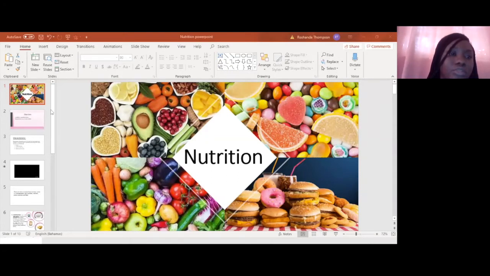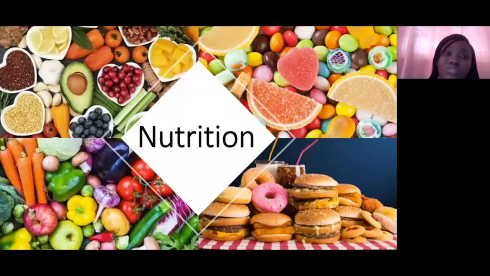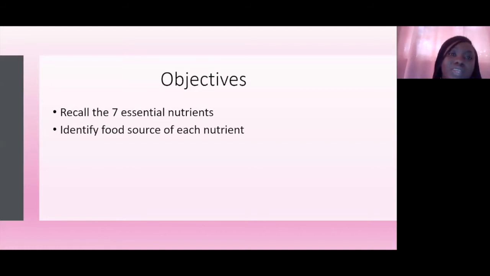Okay, so let's move on to our objectives for the day. We only have two objectives today, so we should get through them with no problem. First objective, and we're going to write this down as always, is to recall the seven essential nutrients. So by the end of the lesson, you should know all seven. You should know the sources, you should know what they do. Secondly, identify food sources of each nutrient.